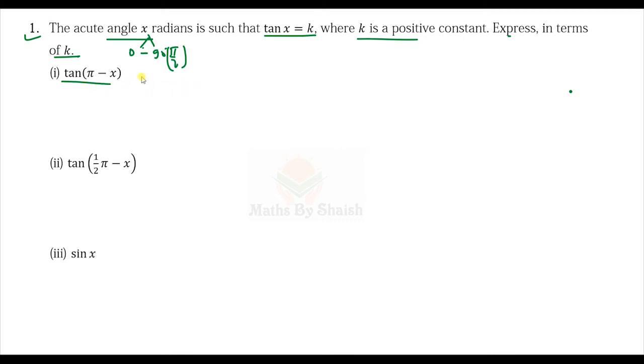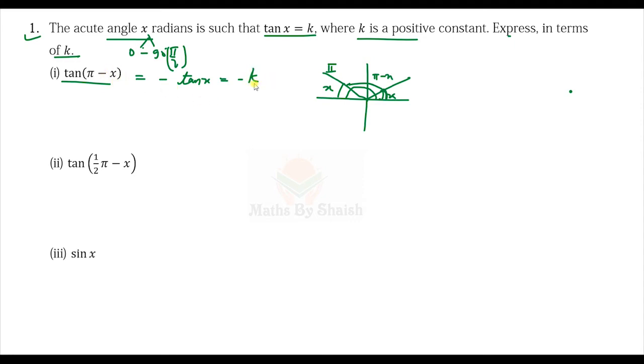Tan of pi minus x, so I'll draw it and you'll understand the meaning of that. Suppose this angle is x, and this total angle is pi, so this angle will be pi minus x. We know that pi minus x is in the second quadrant, and in the second quadrant tan is negative, so it is simply minus. If you can get the value of the equivalent angle in the first quadrant, between 0 and 90 degrees, then we can directly write it as tan of x with the minus sign. So it is going to be minus k, because tan x is k.